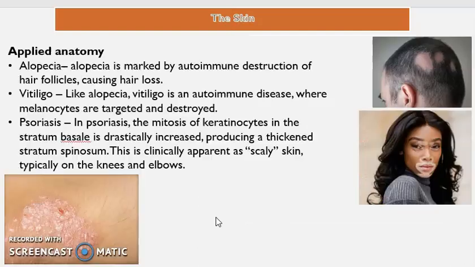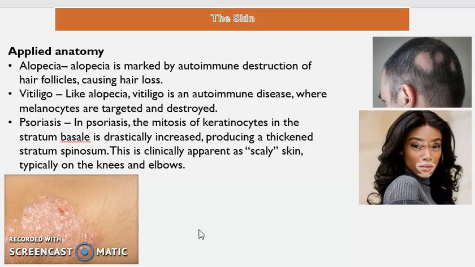Applied anatomy. Number 1, alopecia. It is marked by autoimmune destruction of hair follicles, causing hair loss. Number 2, vitiligo. Like alopecia, vitiligo is an autoimmune disease, where melanocytes are targeted and destroyed.